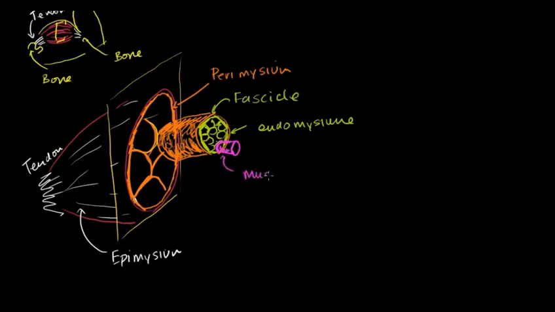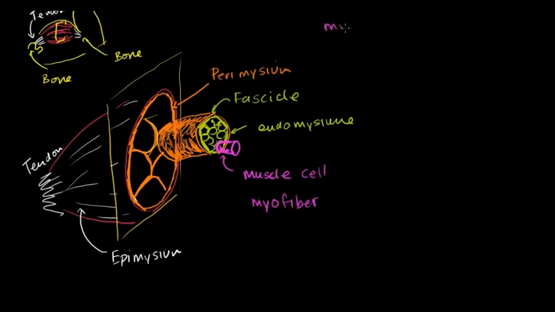muscle cell. This is what we wanted to get to, but we're going to go even within the muscle cell to understand how all the myosin and the actin filaments fit into that muscle cell. So this right here is a muscle cell, or a myofiber. Myofiber.